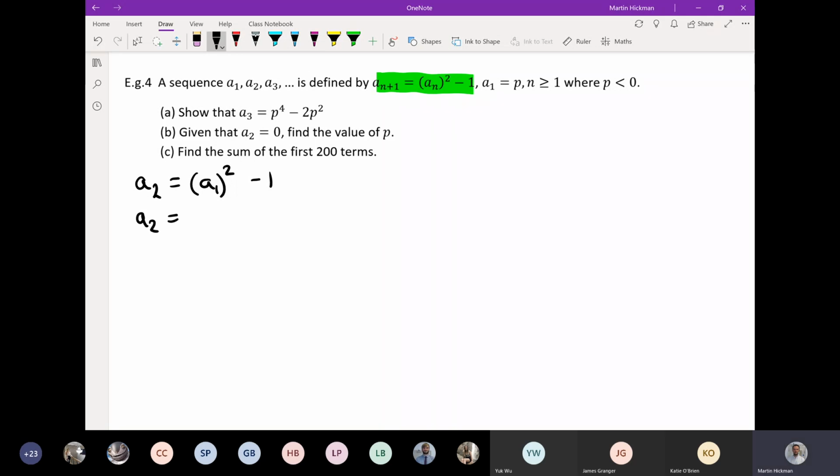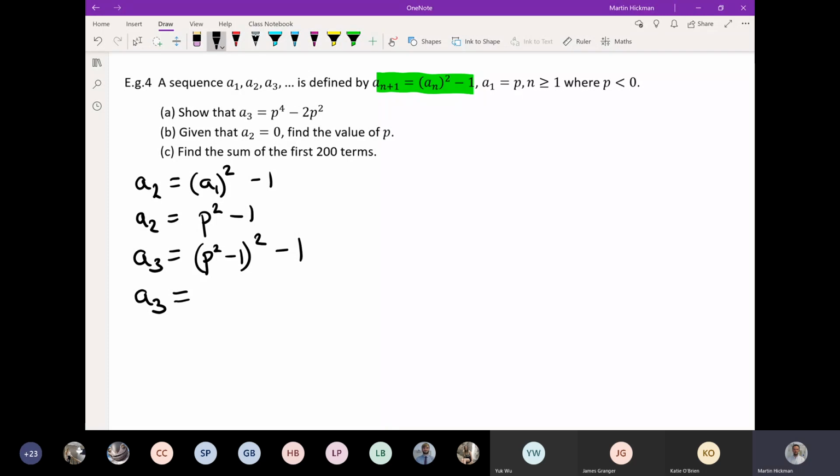Remember a(n+1) is the next in the sequence after an. So a1, I'm told, is p. So a2 is just simply p squared minus 1. For a3 then, I just have to do a2 squared. So I do the previous term squared and then minus 1. So this is p squared minus 1, all squared, and then take 1 away from that.